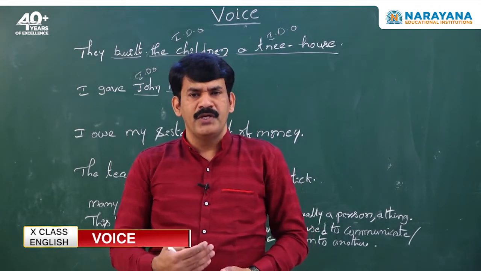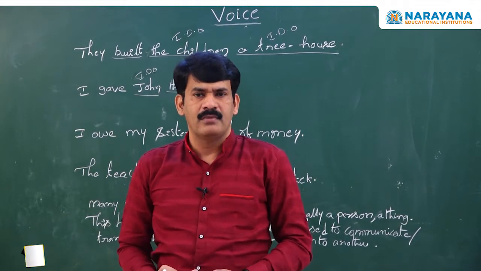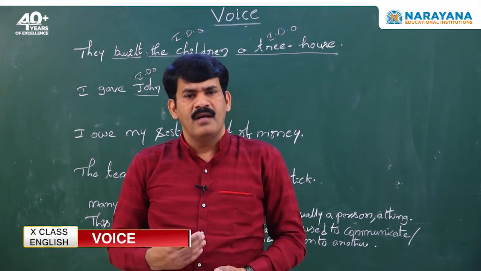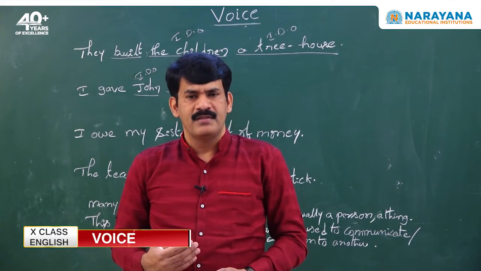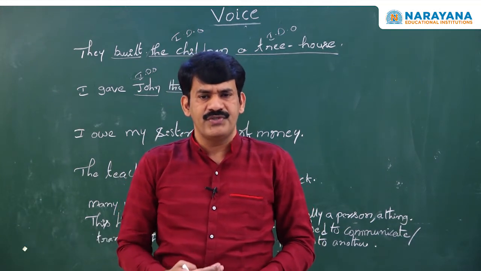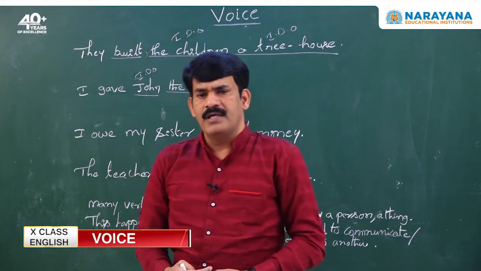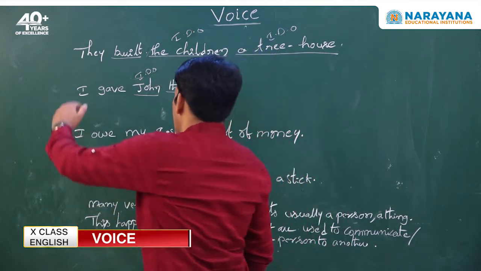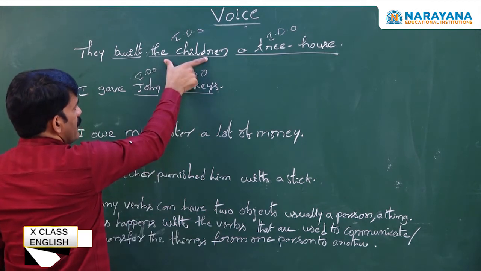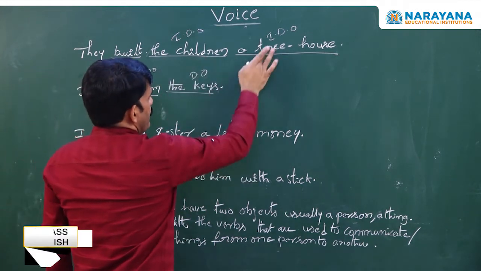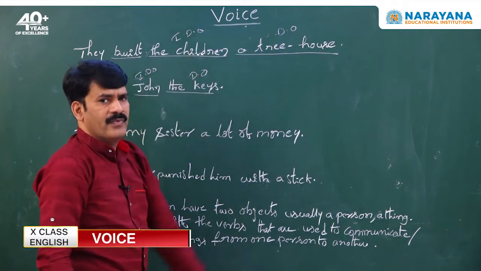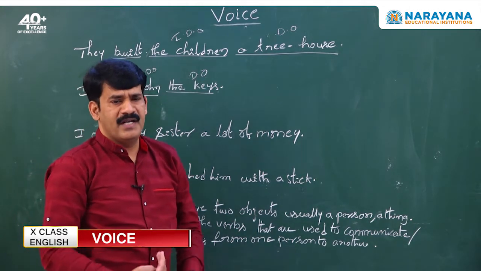Children, when you see the sentences on the board, we find quite an interesting difference from the sentences which we discussed previously. Let us see what is the difference. In the sentences, we find two objects. What are the two objects that we find? We find direct objects and indirect objects. What is a direct object and what is an indirect object?